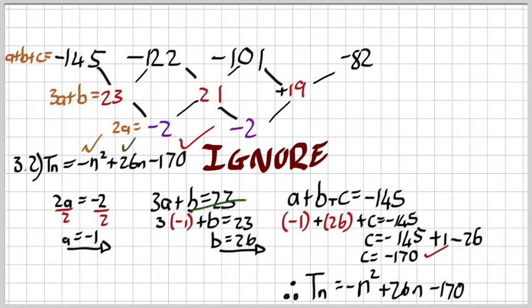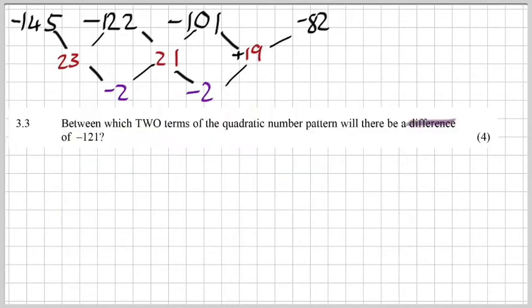A very important thing is, even if you couldn't do 3.2, remember, you can use it to answer 3.3 and 3.4. Now let's have a look at that lovely next question, question 3.3. Between which two terms will there be a difference of negative 121?